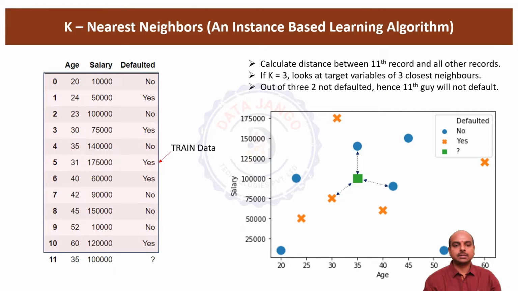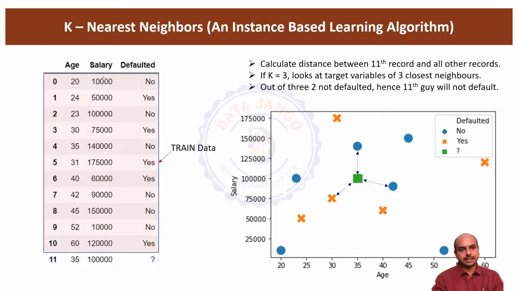Hello and welcome back. Let us try to understand a new algorithm called K nearest neighbors. This algorithm can handle both classification and regression problems. Here I have taken a classification problem and am trying to explain how the algorithm works. Later on we will try to understand how it works with regression problems also.